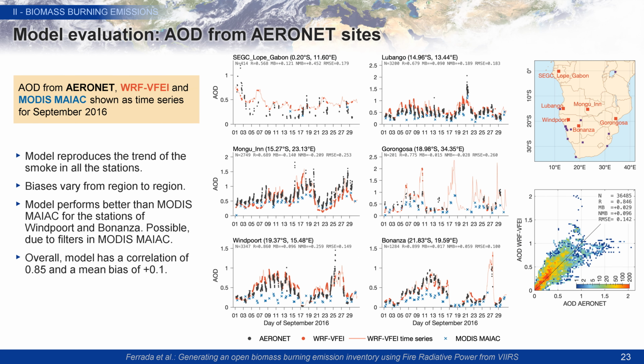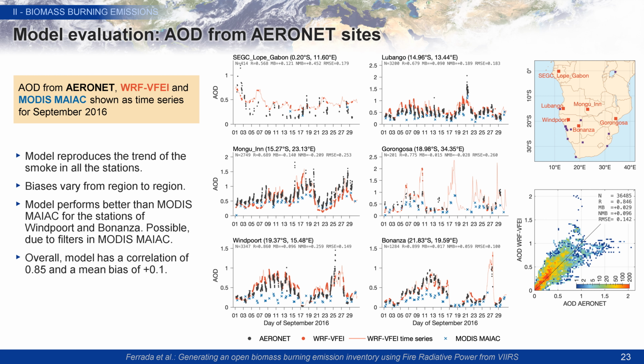To prove this point, we also used AODs from AERONET stations across this region. Here we present the data as time series for September 2016, where the black dots represent the AOD from AERONET. The red line and red dots are the data from our model simulation, and we also included the AOD from MODIS MAIAC shown as blue crosses. Here you can see that at the stations in the south, such as Windpoort and Bonanza, the model performs quite well with correlations above 0.86 and low biases, while it seems that MODIS MAIAC greatly underestimates the AOD in these two locations, probably due to the regional aerosol model used to derive AOD.